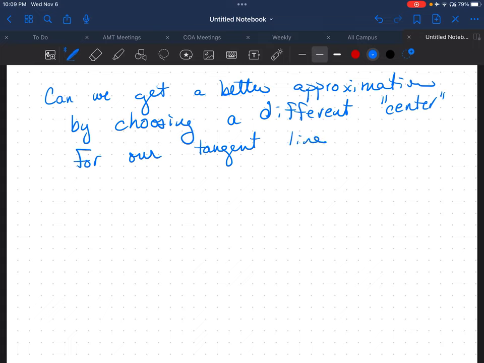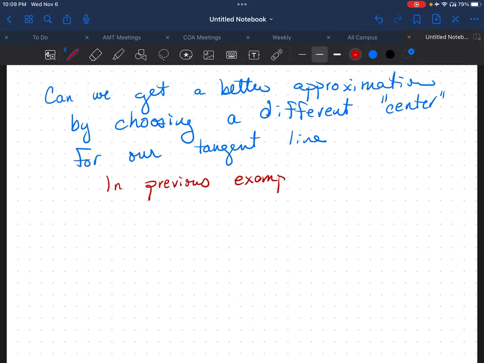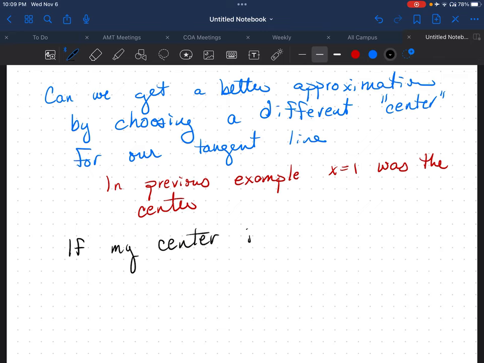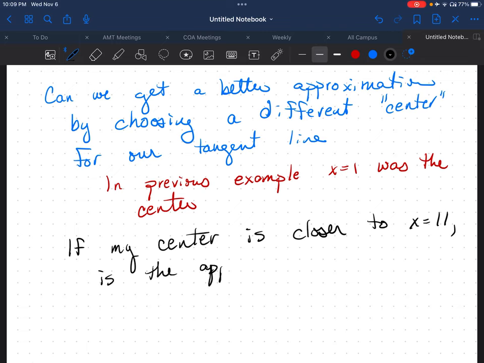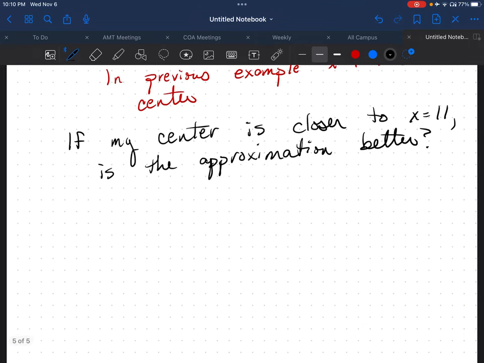So in the previous example, x is equal to 1 was the center. And it's far away from 11, so I don't really expect it to be that good, right? But now let me think, if my center is closer to 11, is the approximation better? And we think, sort of intuitively, that it should be. Okay, so I'm going to choose a new center.